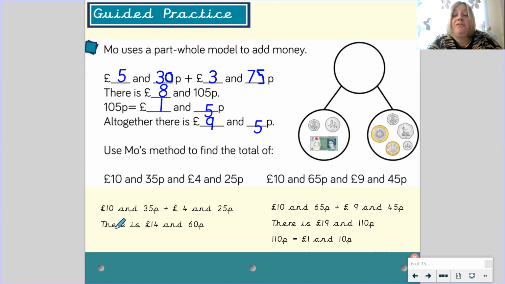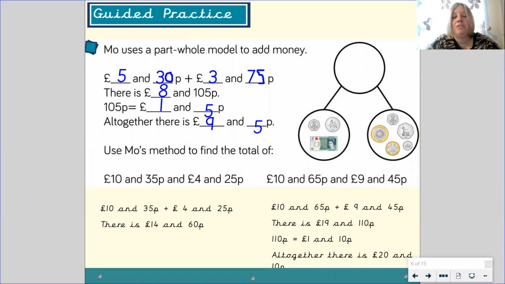65p add 45p is 110p. So I need to exchange the pennies in my 110p, and I can exchange this for £1 and 10p. If I add £19 and £1, I have £20 altogether. And then I add my 10p, so I have £20 and 10p all together.